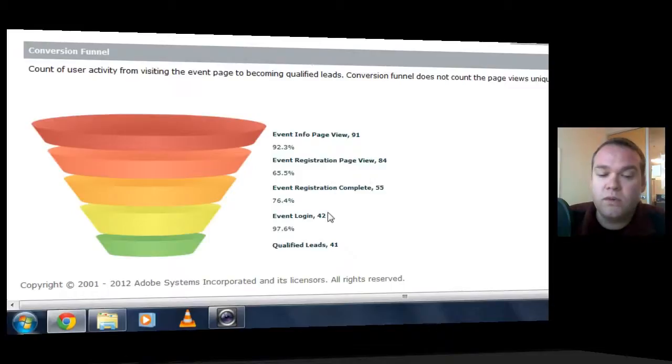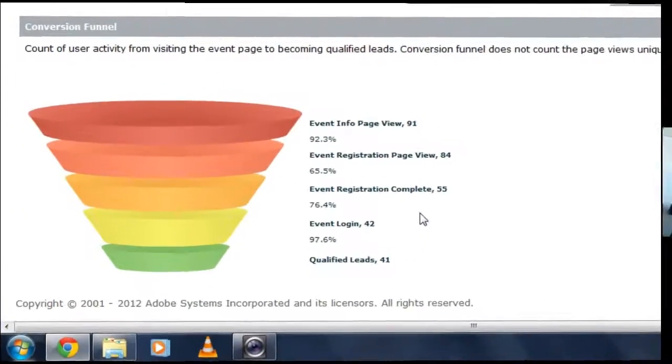And then I had 42 of them log into my event, and 41 of them were registered leads or qualified leads. I'll show you what I mean by a qualified lead in just a second. But you can see that this conversion funnel is a lot more helpful in helping me understand how people are finding my event and where they're abandoning the process if they are. So let's take a look at what a qualified lead is.